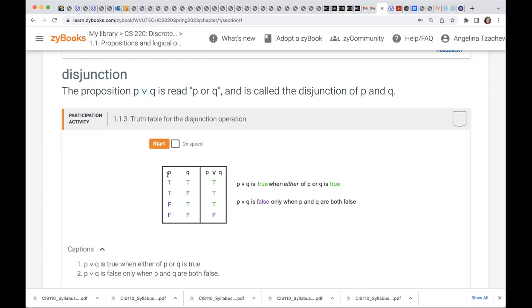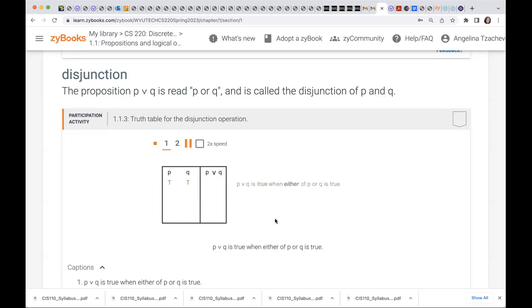So now this is a different situation because of P or Q. If either P is true or Q is true, then P or Q is going to be true. Also, if one of them is true, it is sufficient for the disjunction to also be true. That is, if P is true but Q is false, P or Q is also true. If P is false but Q is true, P or Q is also true.